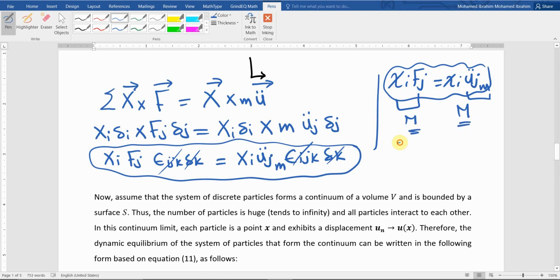And this is what we used to write in dynamics, that the sum of moments should equal I theta double dot. For example, if you decided to get rid of the linear acceleration and use the angular acceleration, which is theta double dot. Make sense?